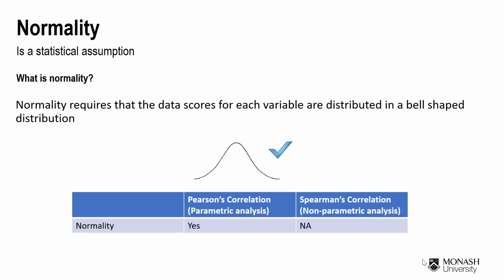As Pearson's correlation is a parametric test, the assumption of normality applies. However, as Spearman's correlation is a non-parametric test, there is no assumption of normality. Therefore, we will only need to assess normality when performing a Pearson's correlation.